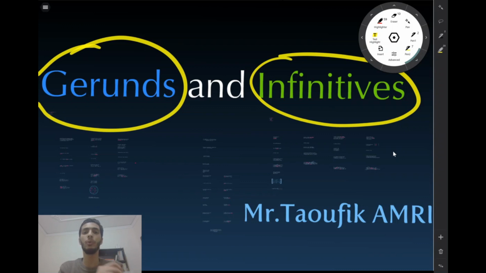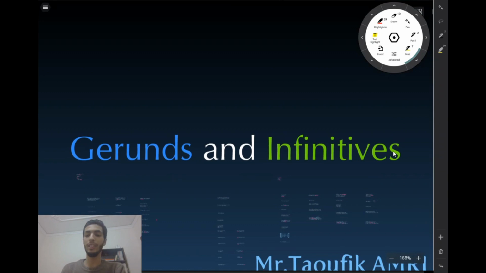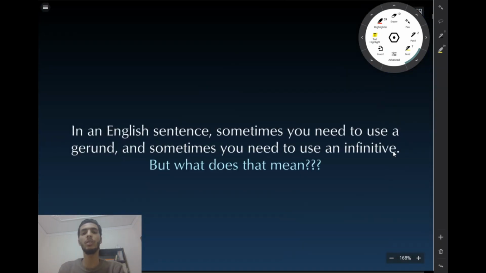Alright, so two basic questions we're going to try and answer today. What do we mean by the gerunds and infinitives, and when can we use the gerund in a sentence, or when can we use the infinitive in a sentence? Alright, so in an English sentence, sometimes you need to use a gerund and sometimes you need to use an infinitive. But what does that mean exactly? So let's start with the gerund, alright? So let's see what is the gerund and when can we use the gerund, alright?